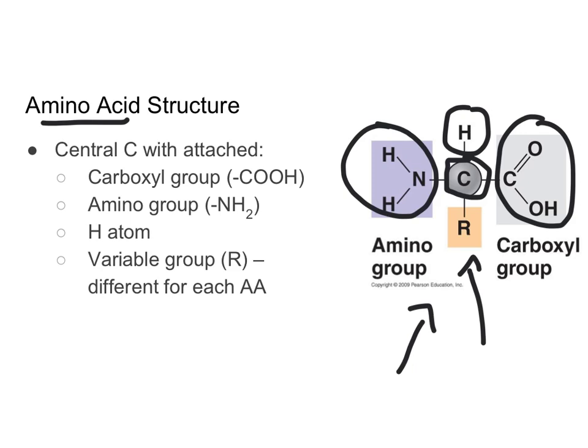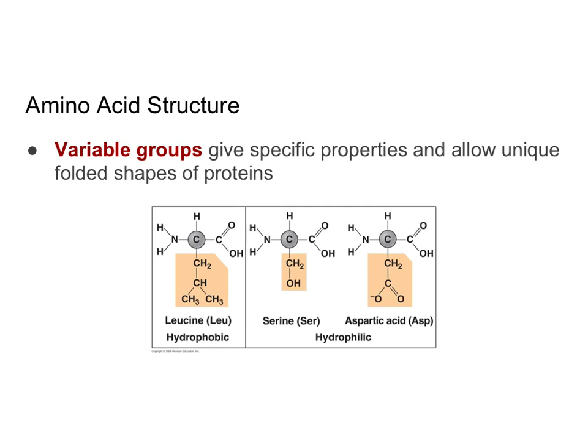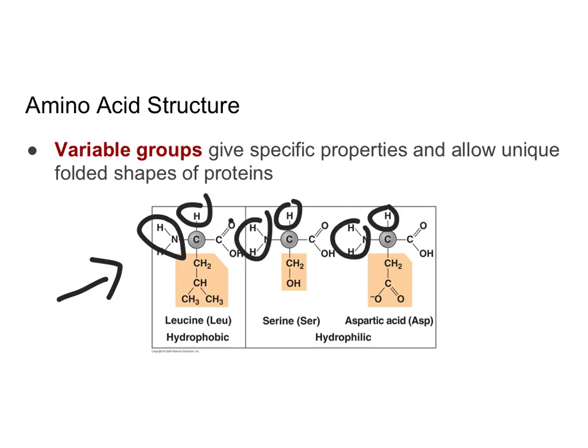And the R is not an element. R just stands for the rest of the molecule. This group will vary depending on which of the 20 amino acids we're looking at. So let's look at some examples here. You can see I have 3 different amino acids. Each one has an amino group, each one has a hydrogen atom, and each one has a carboxyl group. But for each amino acid, the R group varies. Each one has a different R group in the yellow box.